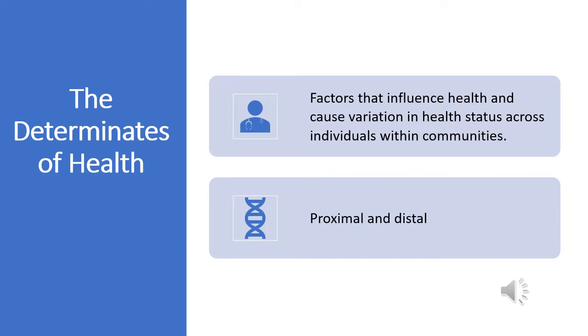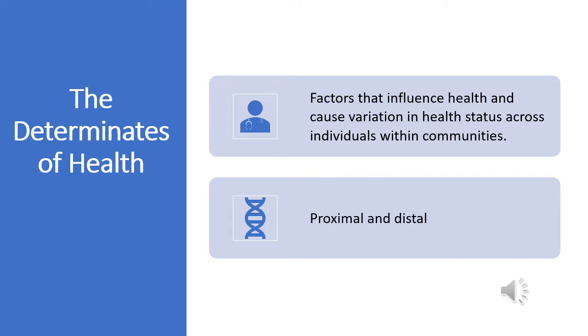So at the beginning, I'd like to remind you of the determinants of health, which are factors that influence health and cause variation in health status across communities and individuals. And as you can remember from the previous lecture, they are divided into two aspects: the proximal and the distal, depending on how directly they affect health.